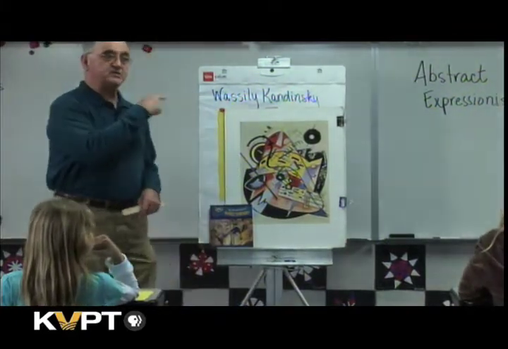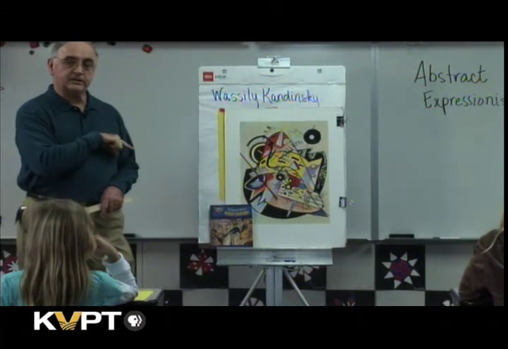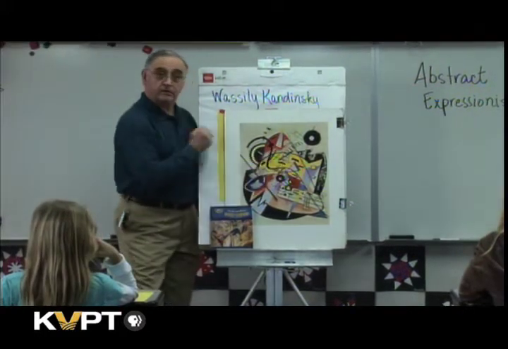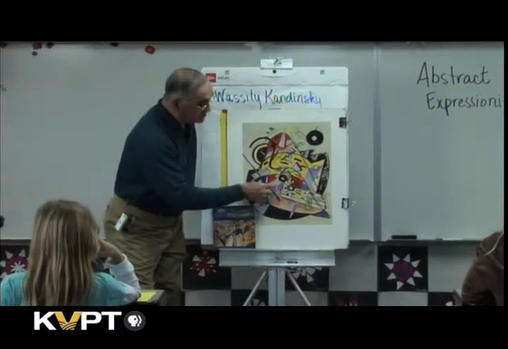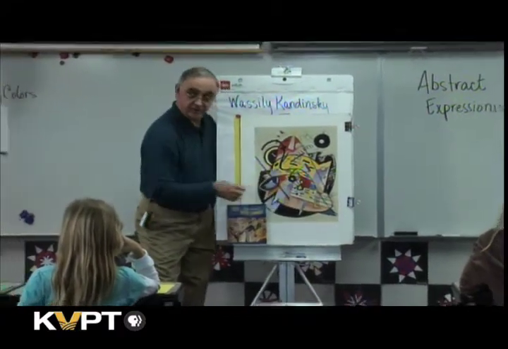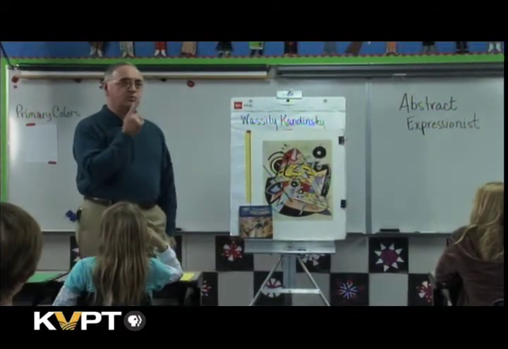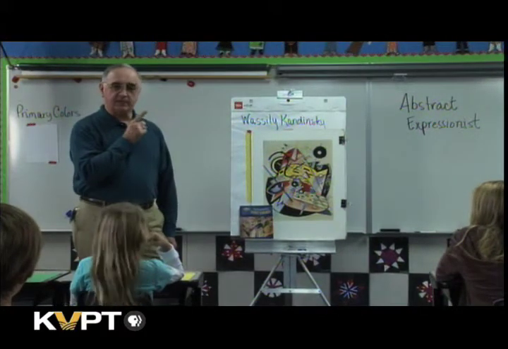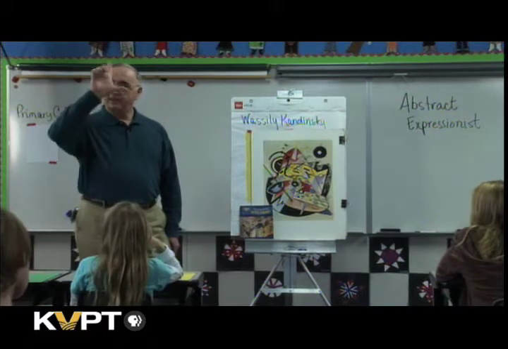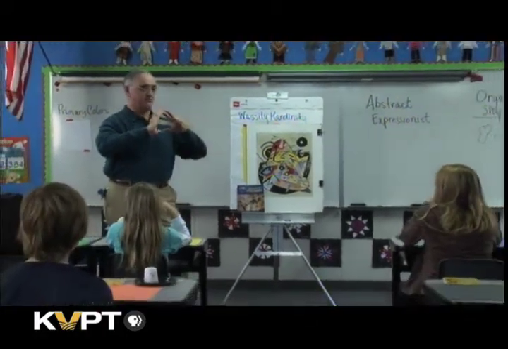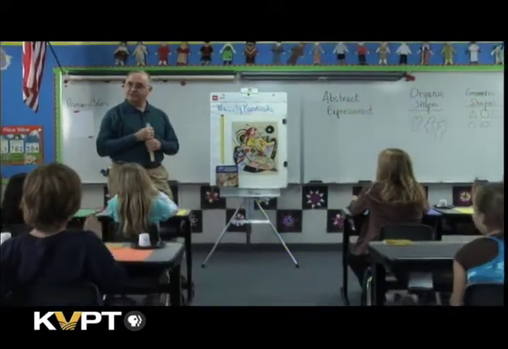Do you think that Mr. Kandinsky meant to draw a bicycle in here? Do you think he meant to draw a piano keyboard up here? No. Do you think he meant to draw the musical notes down here? No. But guess what? That's what we saw. And he did it because he put different lines and shapes and colors in his picture, didn't he?